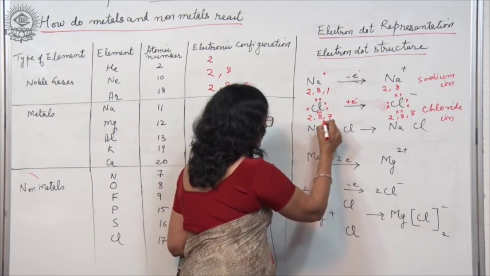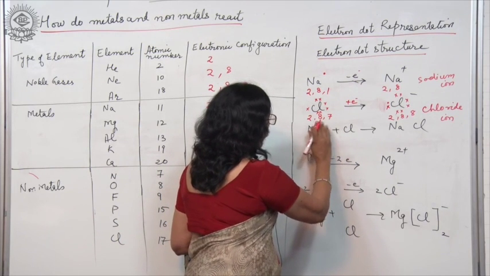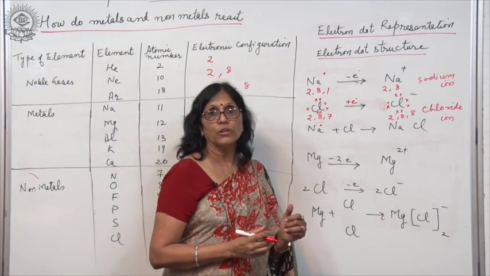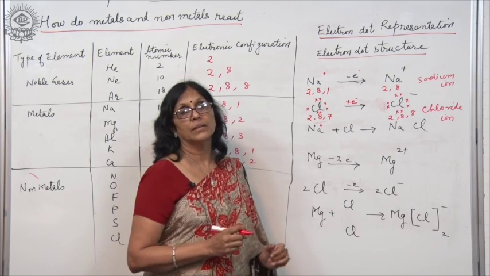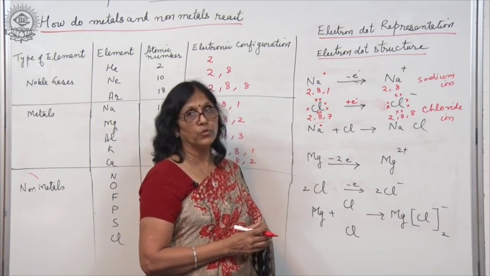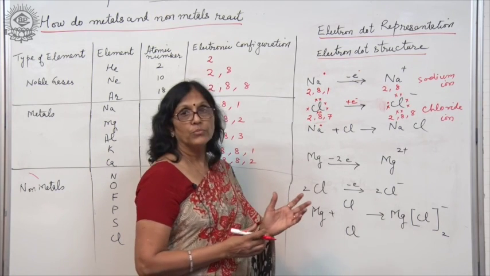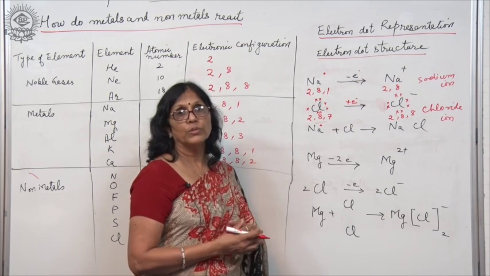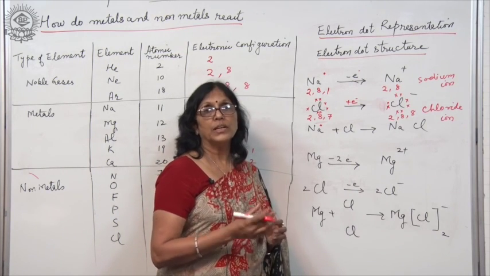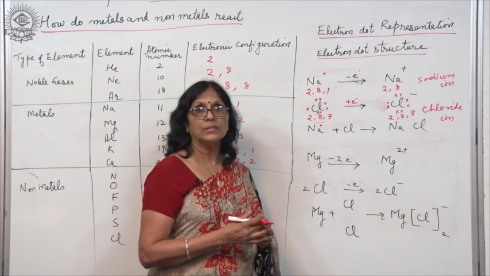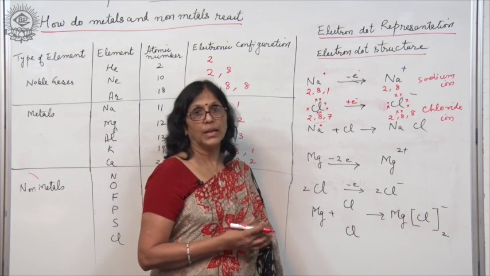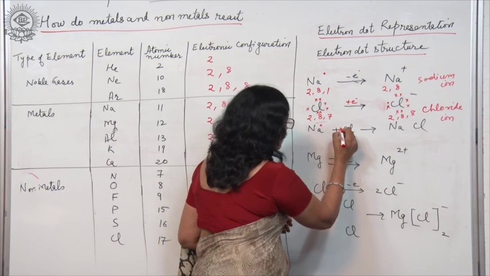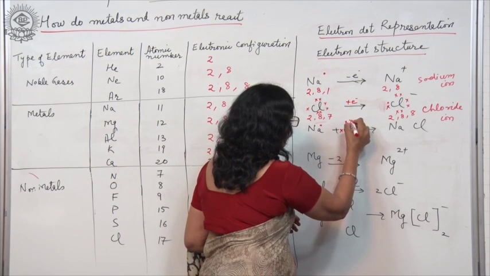So, when these oppositely charged ions come close to each other, they are attracted strongly, they are held together strongly by very strong electrostatic force of attraction, and they form sodium chloride. Sodium chloride is not a molecule. In fact, sodium chloride has oppositely charged ions, oppositely charged sodium ions and chloride ions, which are held together by strong electrostatic forces of attraction. So, we can now write the whole equation.